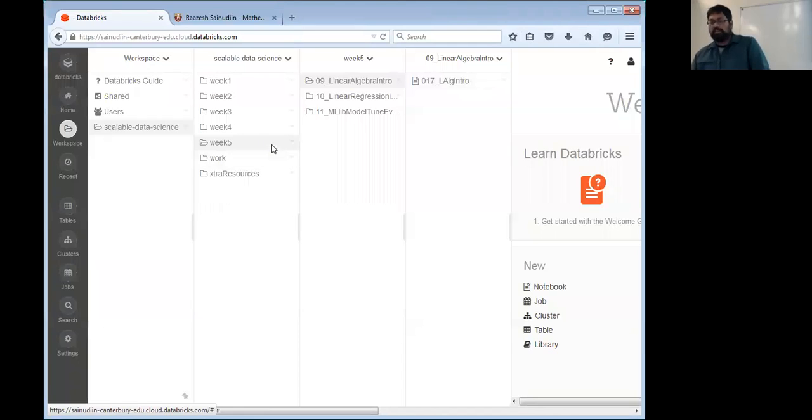Maybe let's get started. So you may want to clone week 5. We have some introduction to linear algebra. This is non-distributed linear algebra, mostly the Scala Breeze library. And then the next folder is on linear regression intro and distributed linear regression, linear algebra for linear regression introduction.